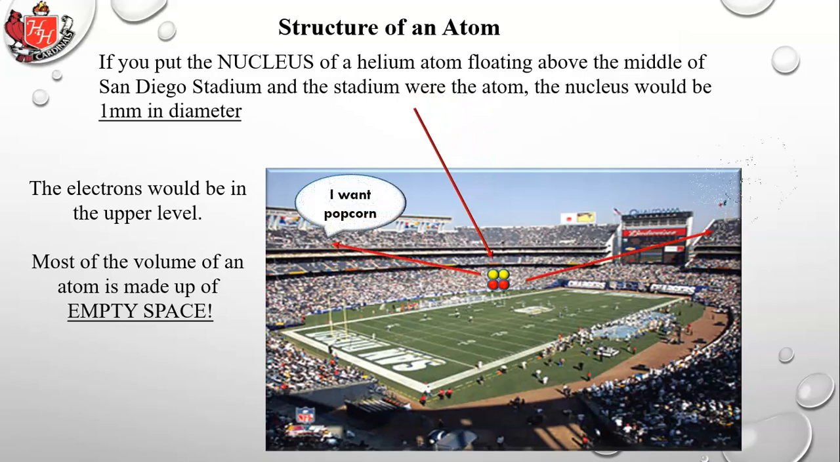So the electrons would be way up in the upper deck outside there, and they would be even tinier than that. They would be invisible. They would be so small. So that's how much of an atom, relatively speaking, is empty space. It's all that area in between the nucleus and the electrons.